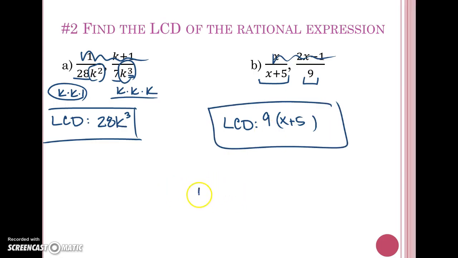That is similar to when you had like 1/2 plus 1/3. They don't have anything in common. So in order to get 6, you're basically multiplying the two other denominators together. So you get 6 and then 6. This is how we come up with our LCD if they don't have anything in common whatsoever. You just write them side by side.